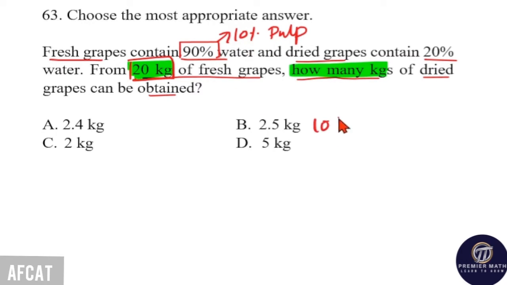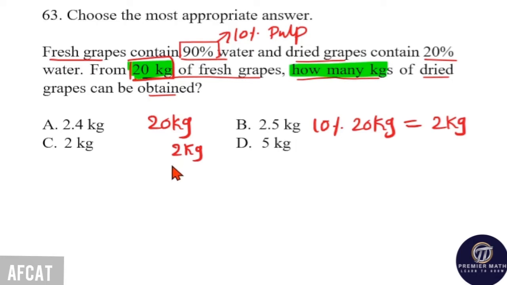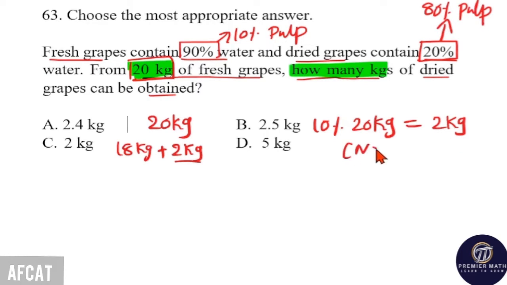So, 10% of this 20 kg is the pulp. 10% of 20 kg means percentage and double zero cancel. So, remaining 2 kg. That means, out of this 20 kg, only 2 kg is the pulp and 18 kg is water. So from this 2 kg, we need to make dried grapes. But here dried grapes contain 20% water. 20% water means remaining 80% is the pulp. But here this 2 kg contains no water content. But we need 20% water.